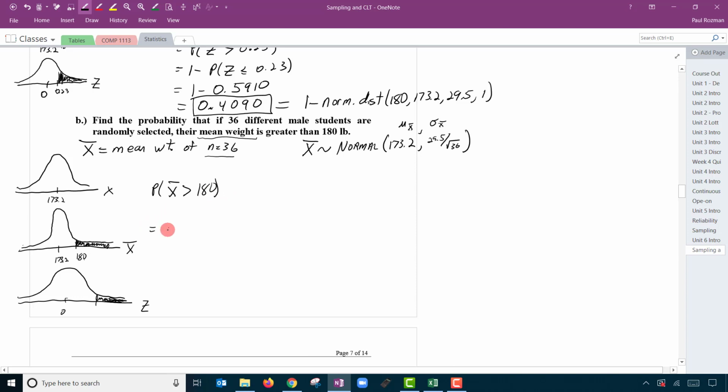which is equal to the probability that, I guess I should have drawn that next to this one. How about I do that?